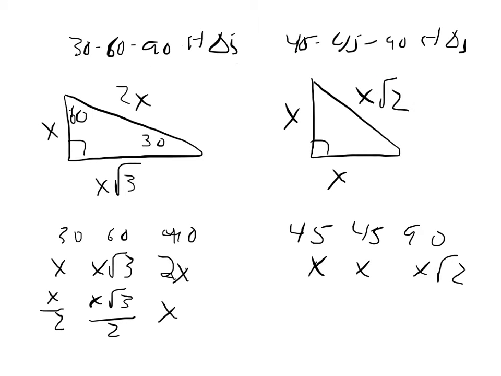Our ratio of sides in the 30, 60, 90 is: opposite the 30, if it's x, then opposite the 60 is x root 3, and opposite the 90 is 2x. It's kind of nice to just write it as 30, 60, 90, x, x root 3, 2x. And if I'm looking at that, to get from opposite the 30 to opposite the 90, I would double. And to get from opposite the 30 to opposite the 60, I would multiply the side by root 3.